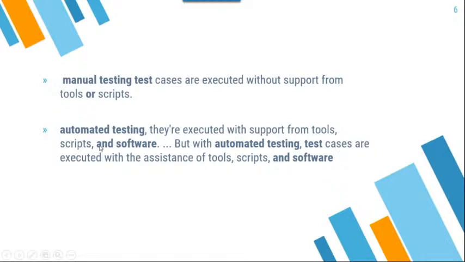Suppose you want to do automation for any application. You require some tools, as well as some scripting knowledge. Java is required, Python is required, C sharp is required. If you want to write the script in Python, you need to learn Python. If in Java, you need to learn Java. If in Ruby, you need to learn that language. Based on that, you write the script. Based on the tools and script, we execute the application. Such kind of testing we call automation testing.